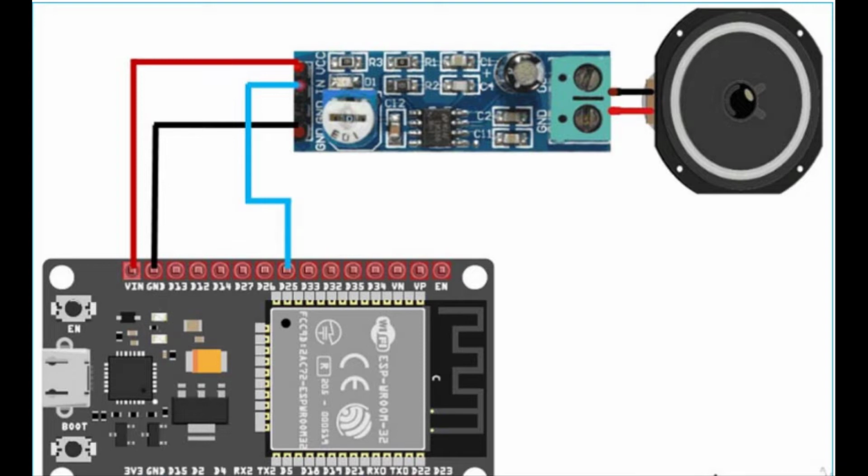The above circuit diagram looks so simple. You just need to connect few connecting wires in your module. VCC and ground of audio amplifier is connected to VIN and ground of ESP32 respectively, and IN pin is connected to GPIO25, which is DAC pin of ESP32, and 2 wires of speaker is directly connected to audio amplifier.